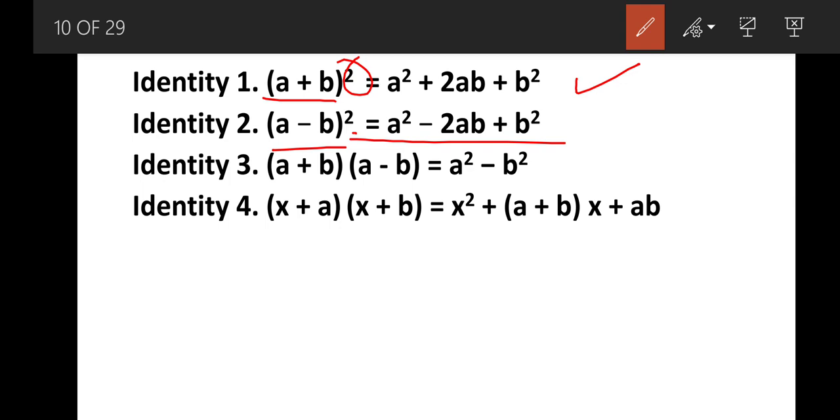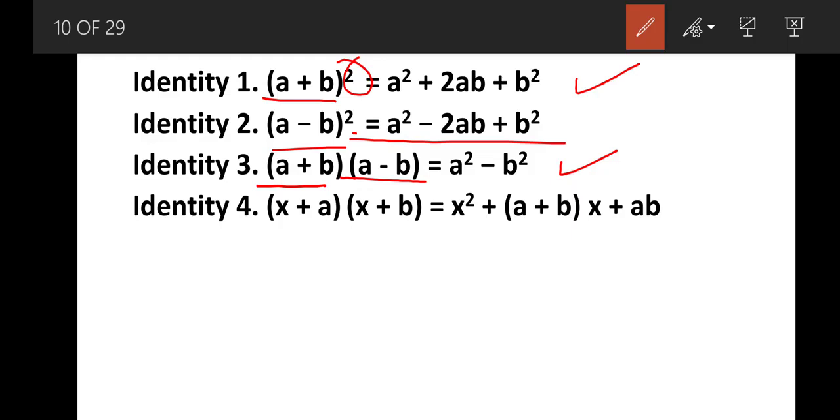Now, if you look at identity number 3, a plus sign is there between the two terms, and between those same two terms a minus sign is there. Then it will be equal to a square minus b square. I hope you must have done the derivation of these four identities in your notebook, so I am just revising, or making you recall, the results only.